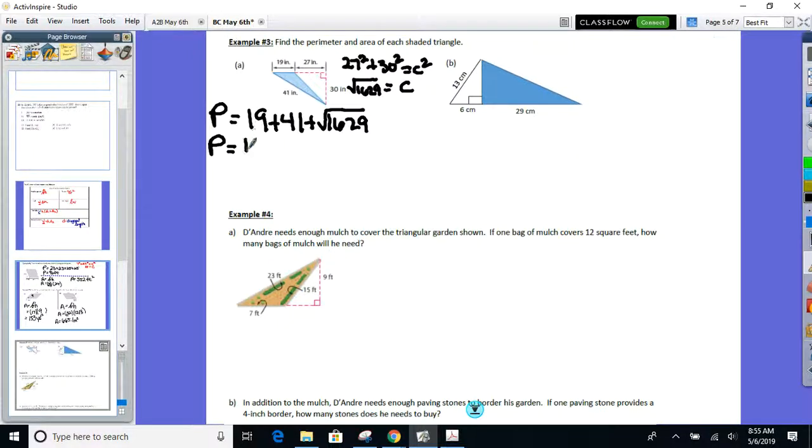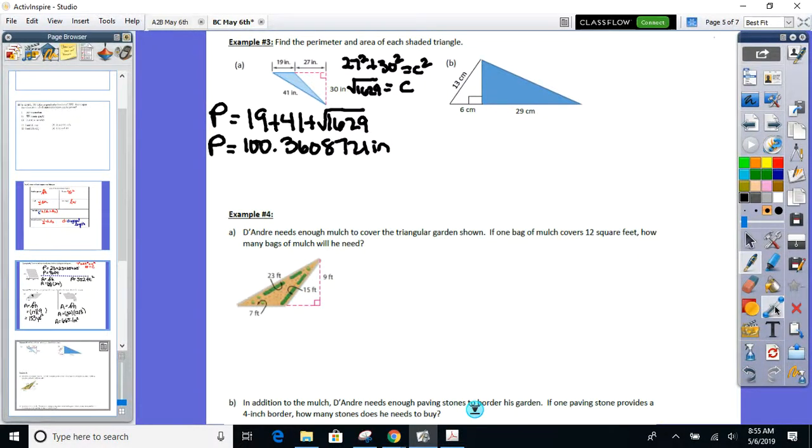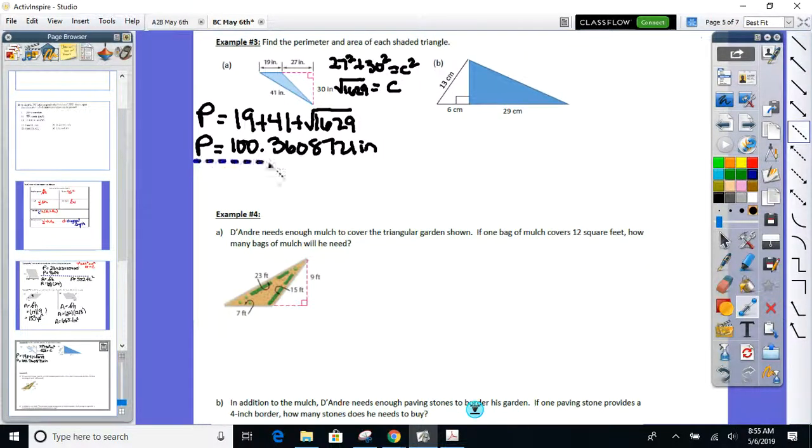So we have 100 point, what do we got? 3,608,721 inches. Good, great. Moving on to the area.